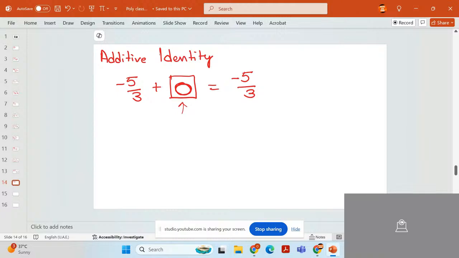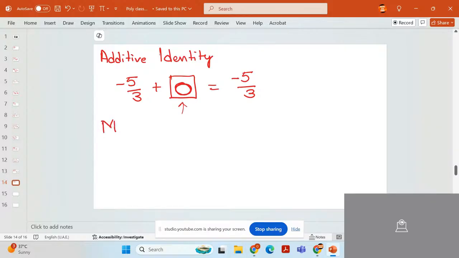What is additive identity? Identity means, please remember, that it is the same. Additive identity means you have to get the same number. When you add 0 to any given number, you will get the same number. That is called the additive identity.